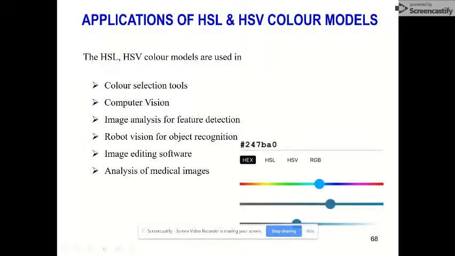Now let's look at the applications of the HSV and HSL color models. They are used in color selection tools, which is the main purpose for which they were invented. They are used in computer vision, in image analysis for feature detection, in robot vision for object recognition, in image editing software, and in the analysis of medical images. They play a vital role in all these fields.